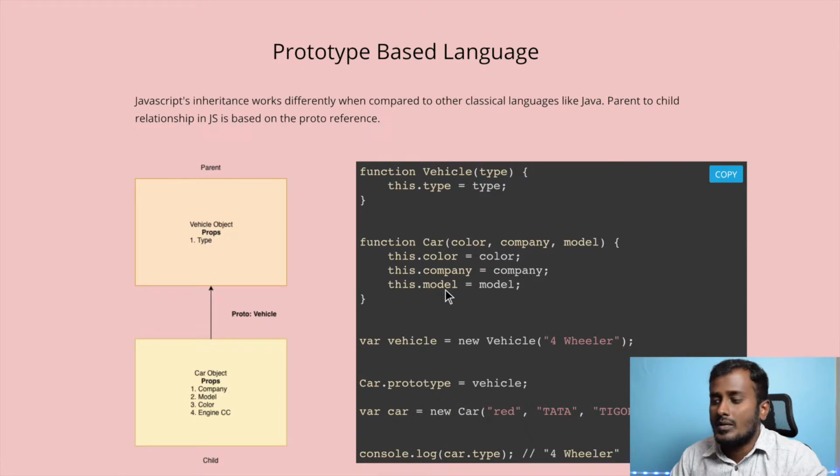Now let's create a new car object where car is equal to new Car of red, Tata and Tigor, which is the color, company, and model. When I try to console car.type, if you see closely here, car doesn't have a type property at all, but it will still return four-wheeler because it has a reference to the parent vehicle. So when I say car.type, it goes and looks into the car constructor. It doesn't have type, so it will go to the vehicle object, the vehicle constructor's prototype. It will return the value four-wheeler.